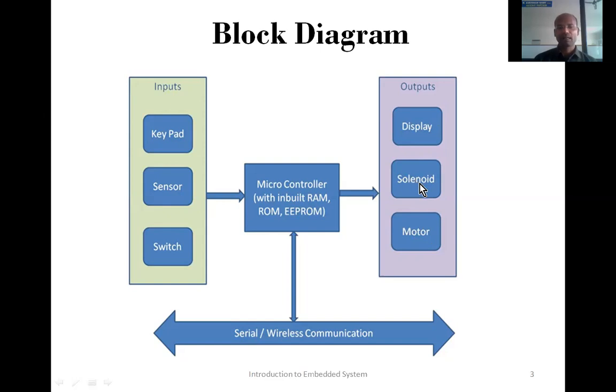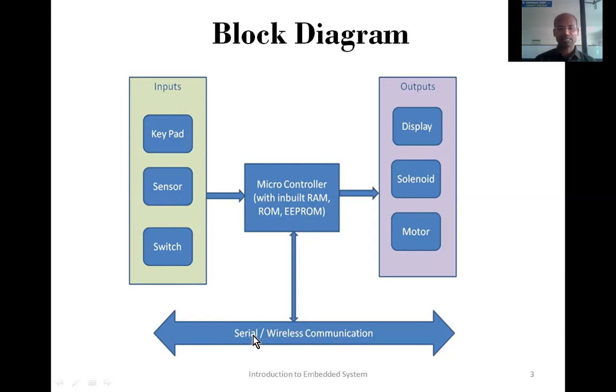Solenoids produce a linear mechanical action, whereas motors give us rotational mechanical energy. And sometimes if this embedded system wants to communicate with other embedded systems or with a computer, then that communication can take place through these communication protocols. It may be serial or wireless communication.